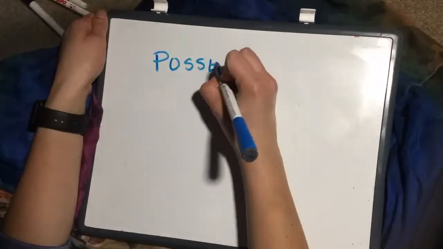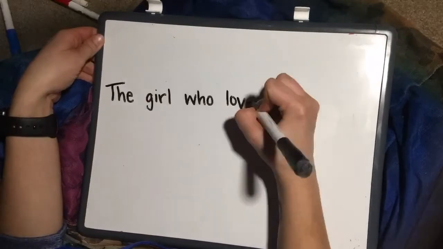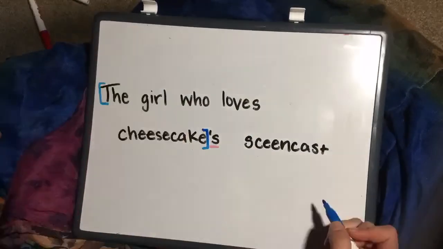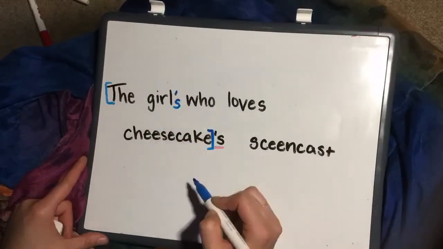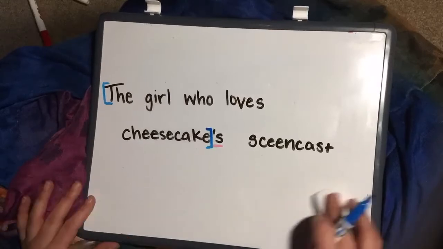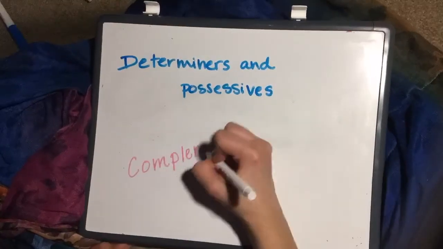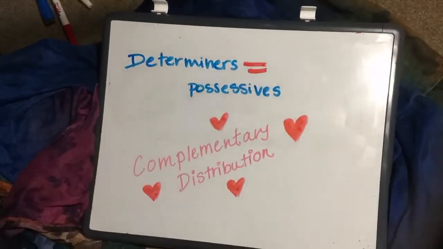In order to understand the determiner phrase, we're going to start by talking about possessives. Look at the phrase, the girl who loves cheesecake's screencast. You'll notice that the possessor is the girl who loves cheesecake, and the genitive S cannot be located anywhere inside of that phrase, but must be located on the end of it. It shows that we can have a possessive or we can have a determiner, but we can't have both. So what that means is that they are in complementary distribution. It means they're performing a similar function and therefore are part of the same category.